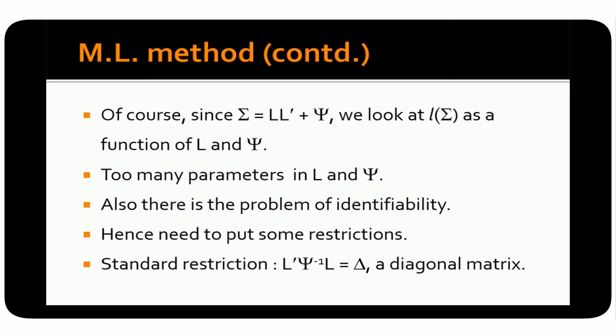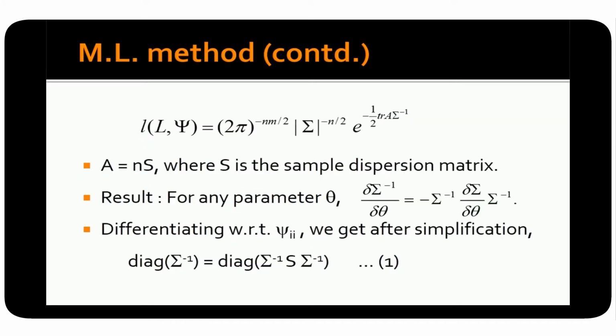a diagonal matrix. Now having put this, we can write the likelihood in terms of mu hat and sigma as twice pi to the power of minus mn by 2, sigma to the power of minus n by 2, e to the power of minus half. And if you take the trace of this, we can write this as trace of A into sigma inverse, where A is n times the sample variance covariance matrix. So we can write it in terms of the sample covariance matrix.